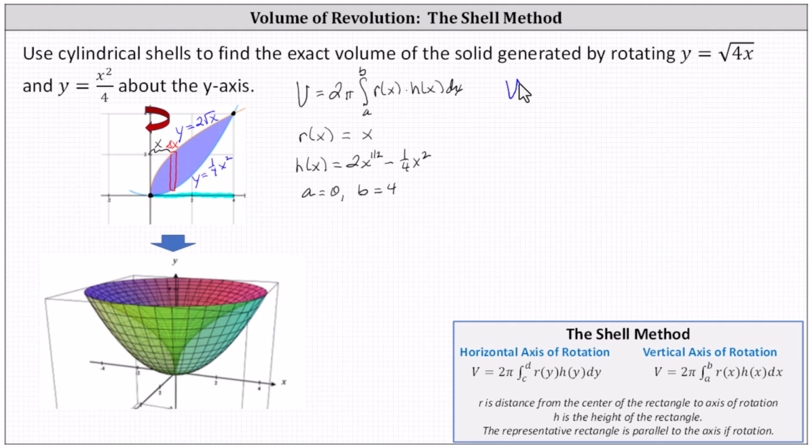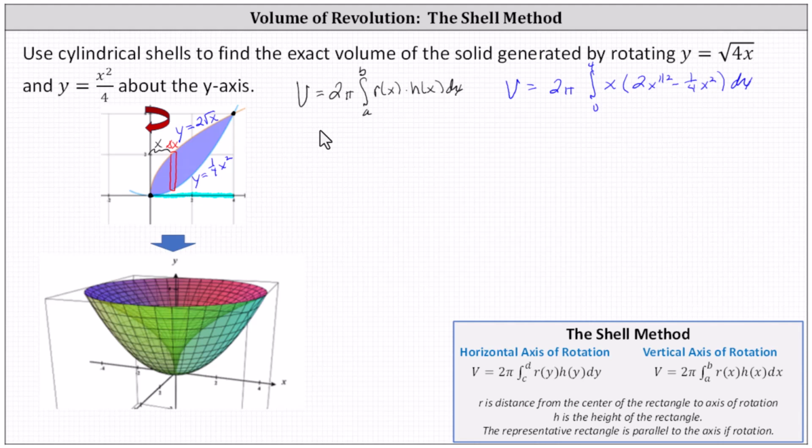The volume V equals 2 pi times the integral from 0 to 4 of r of x, which is x, times h of x, which is 2x to the power of 1/2 minus 1/4 x squared dx. And now we will simplify the integrand function and then evaluate the integral. Distributing x times x to the 1/2 is x to the power of 3/2, giving us 2x to the power of 3/2 minus 1/4 x cubed. And now we find the antiderivative.